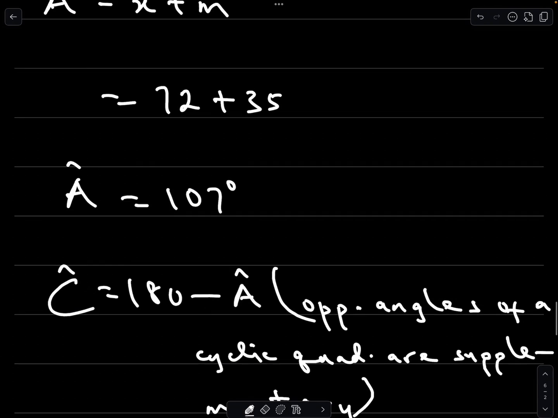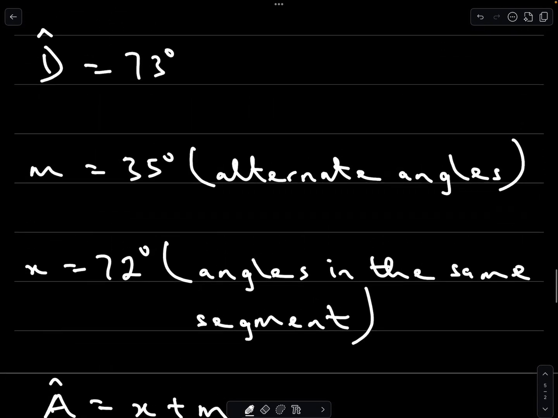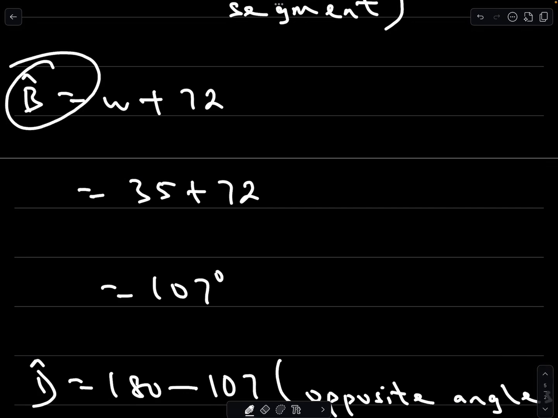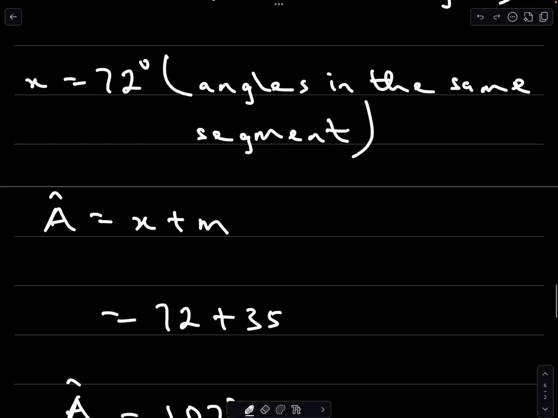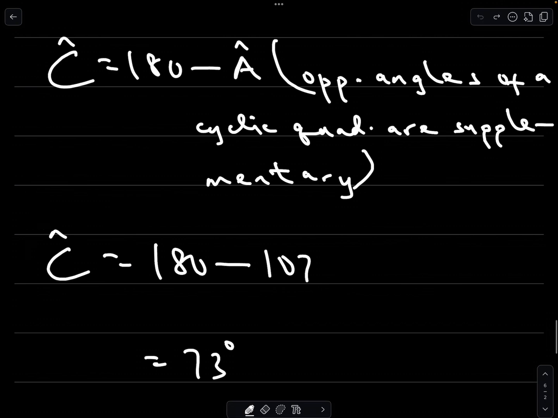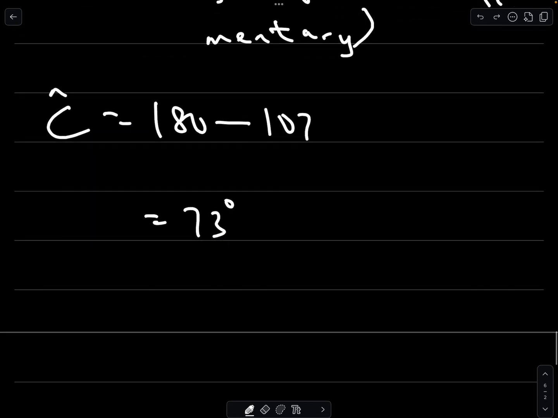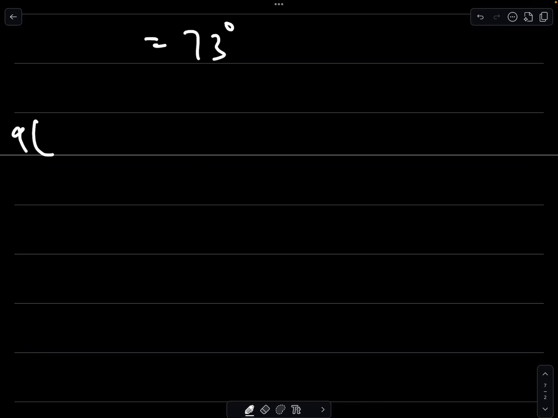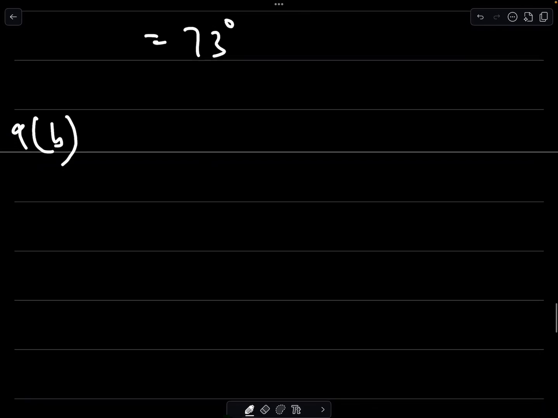We found angle C, we found A, we found D, and we found B. So we found all the angles of the quadrilateral A, B, C, D. And that's it, very, very simply. So let's go to the last one, which is number 9. Question 9b.